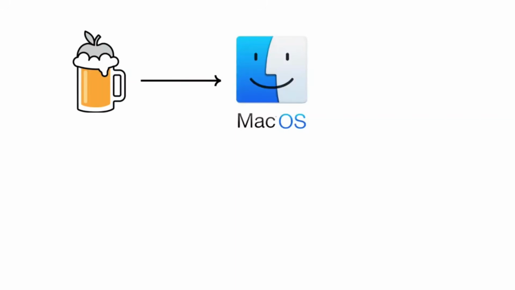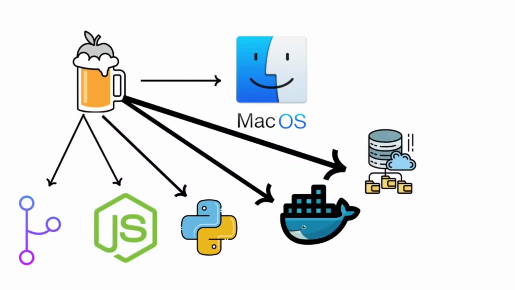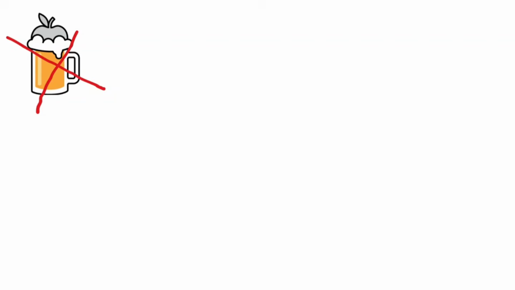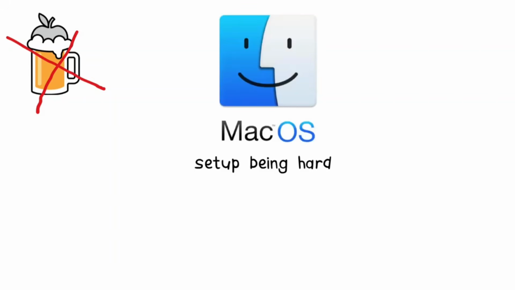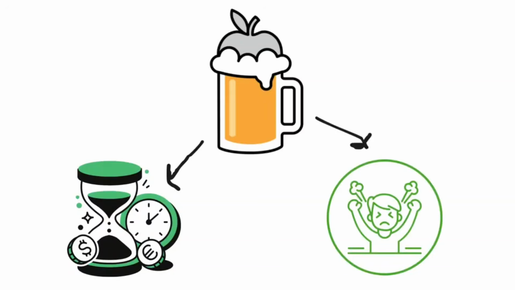It is used to install developer tools like Git, Node.js, Python, Docker, databases, and many command line utilities with a single command. Without Homebrew, setting up a development environment on macOS often means downloading installers manually, configuring paths, and fixing permission issues. Homebrew automates all of this, saving a lot of time and frustration.